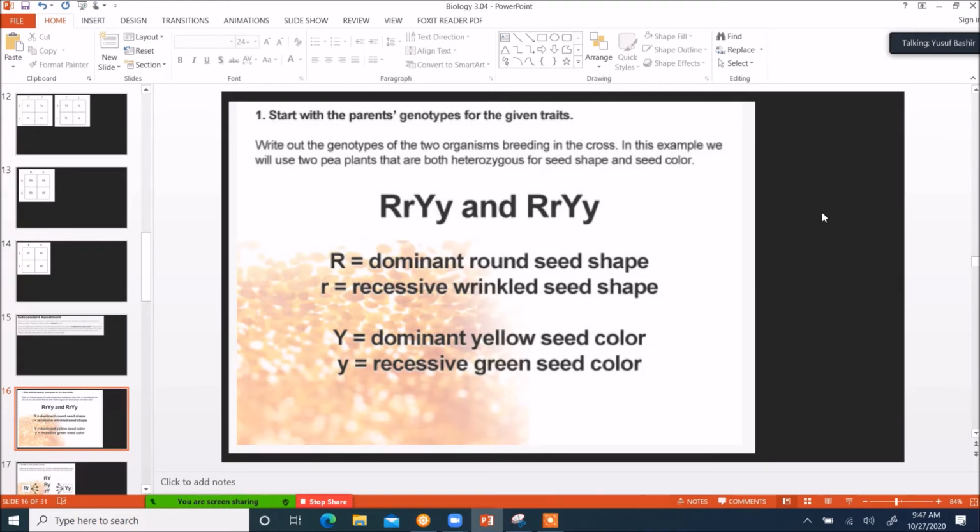Wait, hold up. I'm still confused about independent assortment. Okay, yeah. We're going to do that with the example. This example can tell us about it.